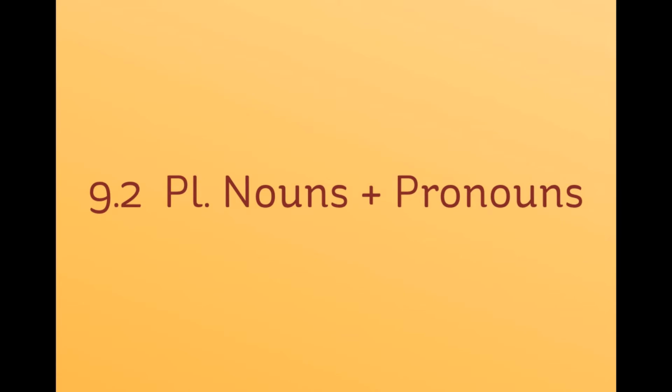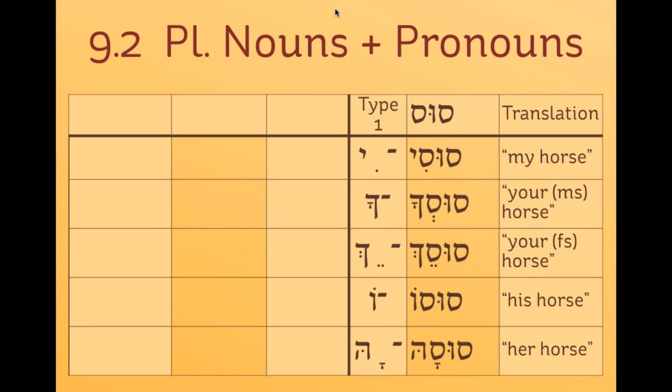And just like that, we're on our last point for today, plural nouns with attached pronouns. This chart on the right is what you saw last week. These are pronouns attached to a masculine singular noun, sus. Remember that the attached pronoun on a noun always indicates the possessor of that noun. So susi means my horse, suscha, your horse, etc.